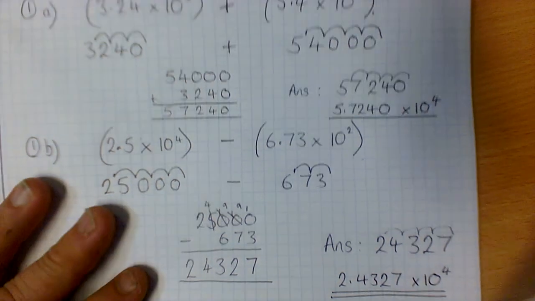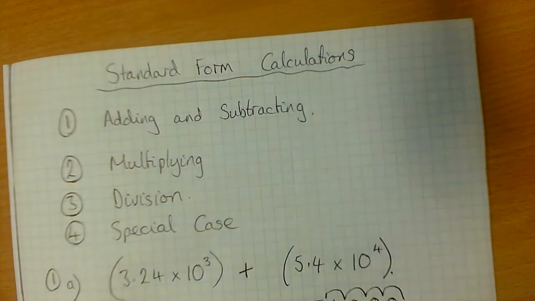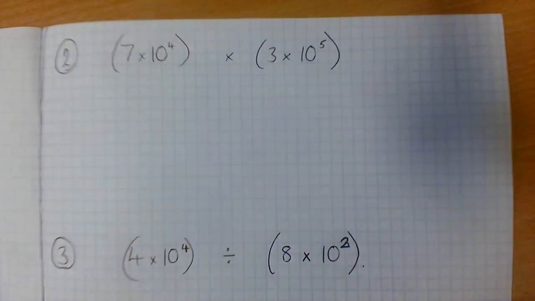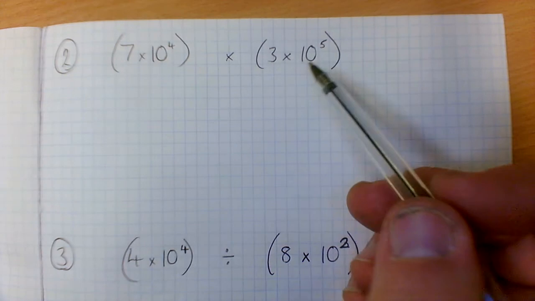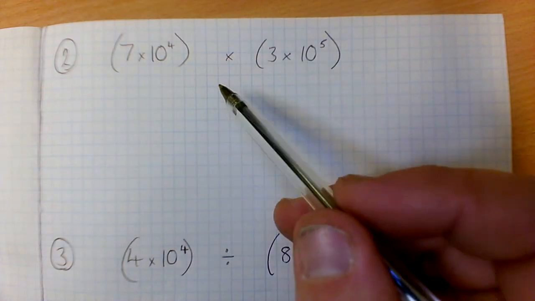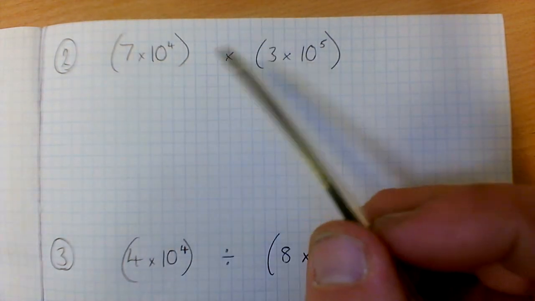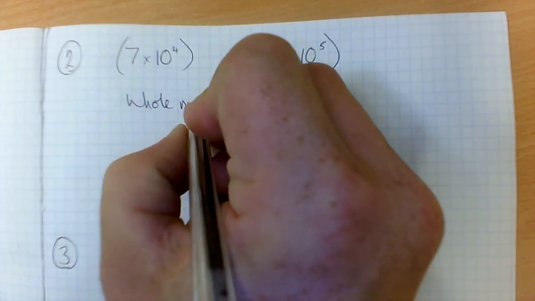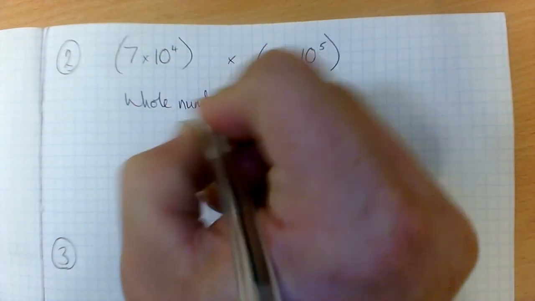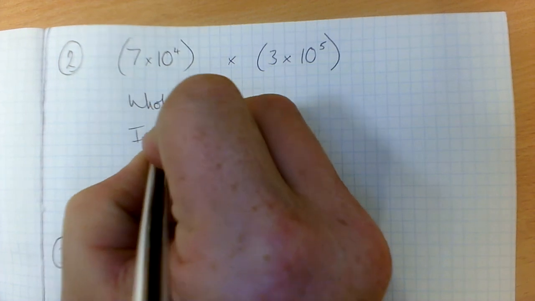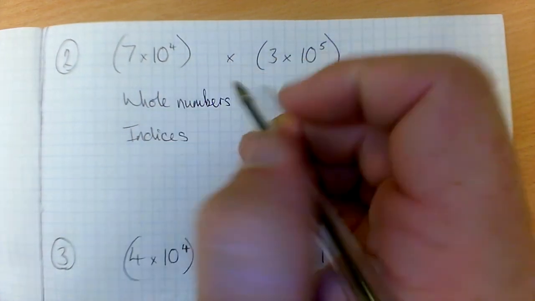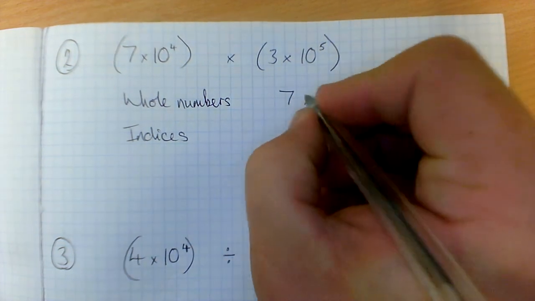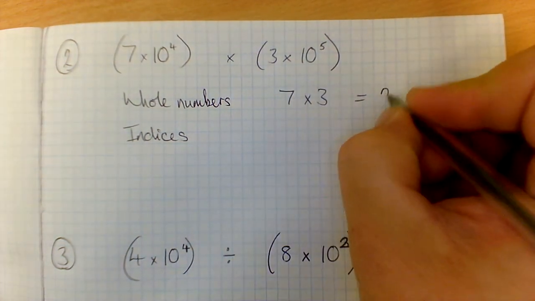Now if we look at multiplying, we do it in a slightly different way. Rather than converting the numbers and then multiplying, we can do that way, but it's easier if you deal with the whole numbers and then deal with the indices. So my whole numbers, 7 times 3. 7 times 3 gives me an answer of 21.